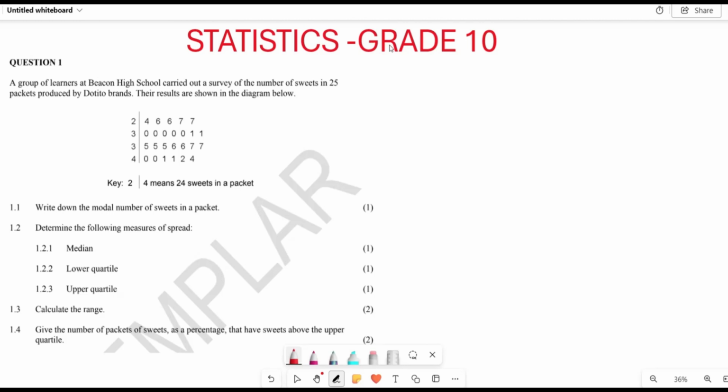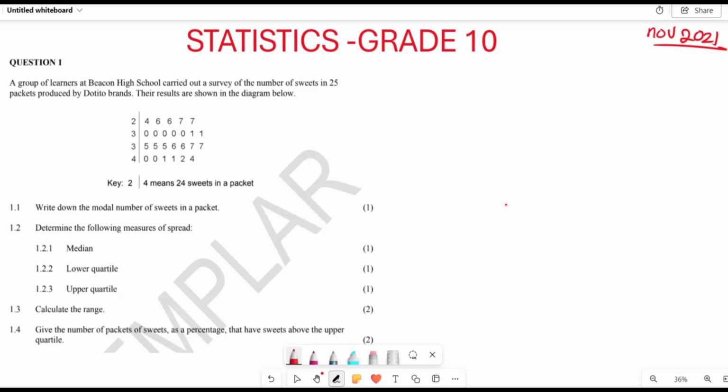What we are doing today, we are looking at statistical reasoning. This is the past paper, which was written, I think this is November 2021, right? Let's see how we can go about answering these types of questions whenever we are given them.